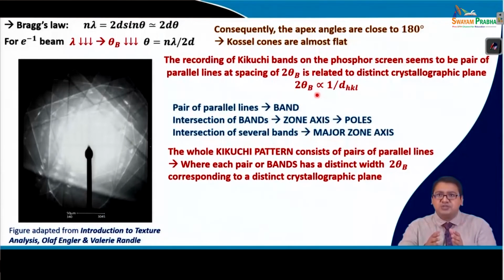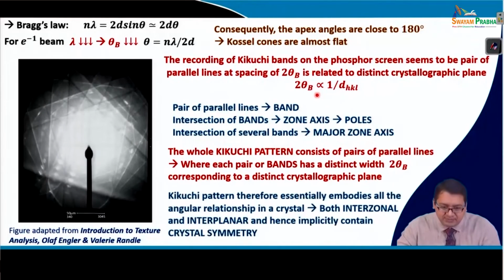So, 2 theta b is proportional to 1 by d HKL. Then the Kikuchi pattern therefore essentially embodies the angular relationship in the crystals, both interzonal and interplanar, and hence it can implicitly contain the crystal symmetry of the material. So, this has the crystal symmetry of the material and can give the information of the crystallographic texture of the material if R d, T d and N d of this sample which is put in the TEM is known.